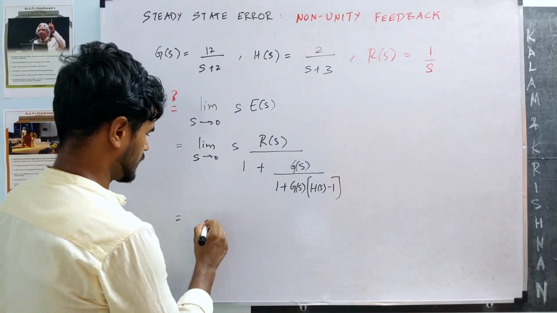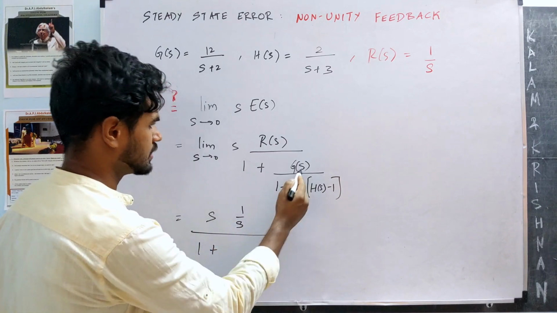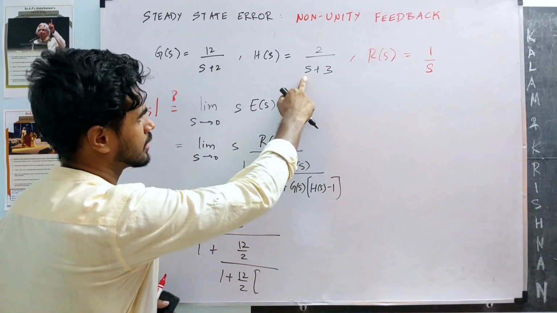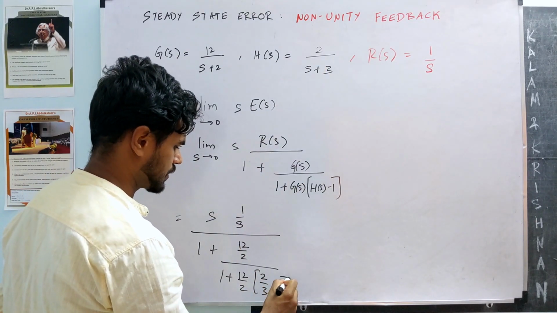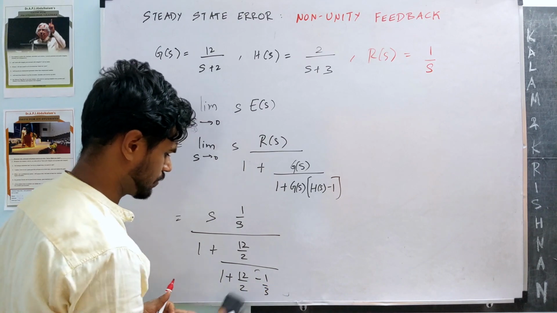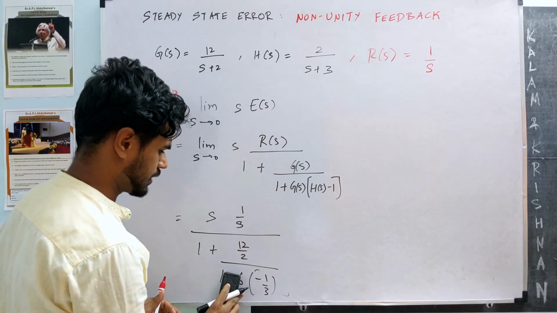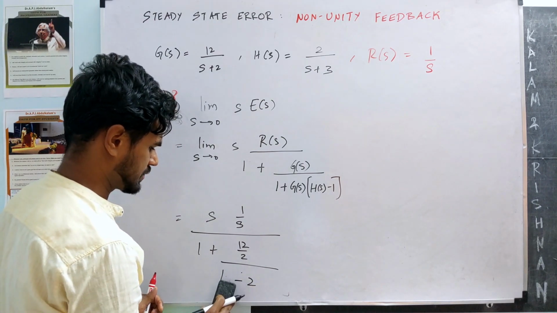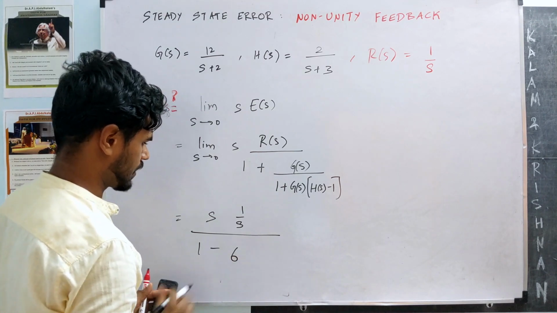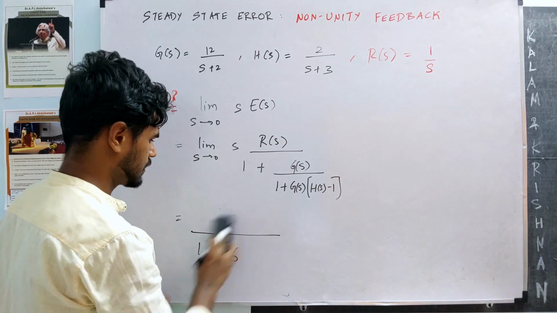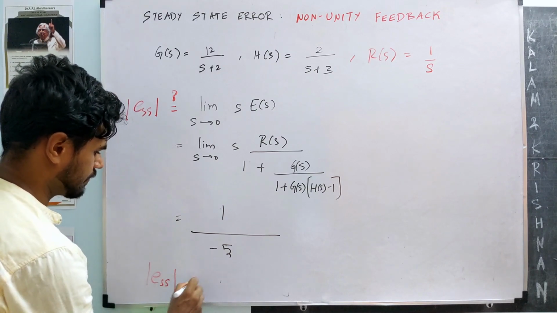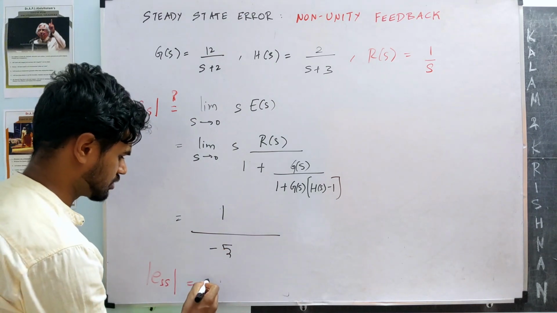So this becomes s times 1 by s, then 1 plus G(s), which is 12 by 2 when s tends to 0. So 1 plus 12 by 2, and H(s) when s tends to 0 is 2 by 3, minus 1. So 2 by 3 minus 1 is minus 1 by 3, and 12 by 2 is 6. So 6 times minus 1 by 3 is minus 2. So this whole term is minus 1, and 12 by 2 is 6, and the s's cancel each other. So what we have in the numerator is just 1. This becomes minus 5, and the magnitude of e_ss will be the magnitude of this, which will be 1 by 5, which is 0.2.